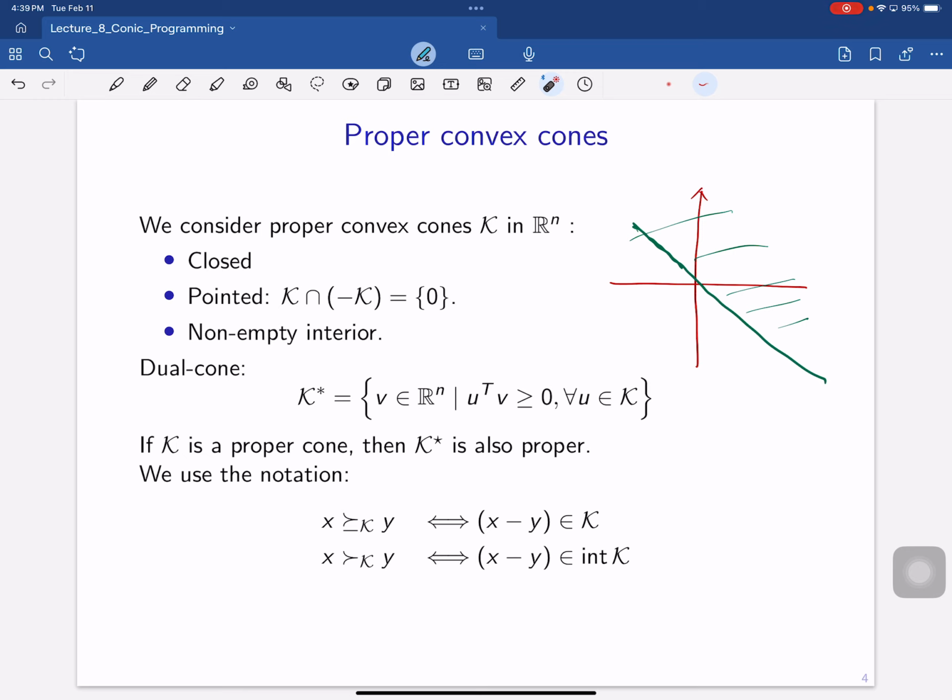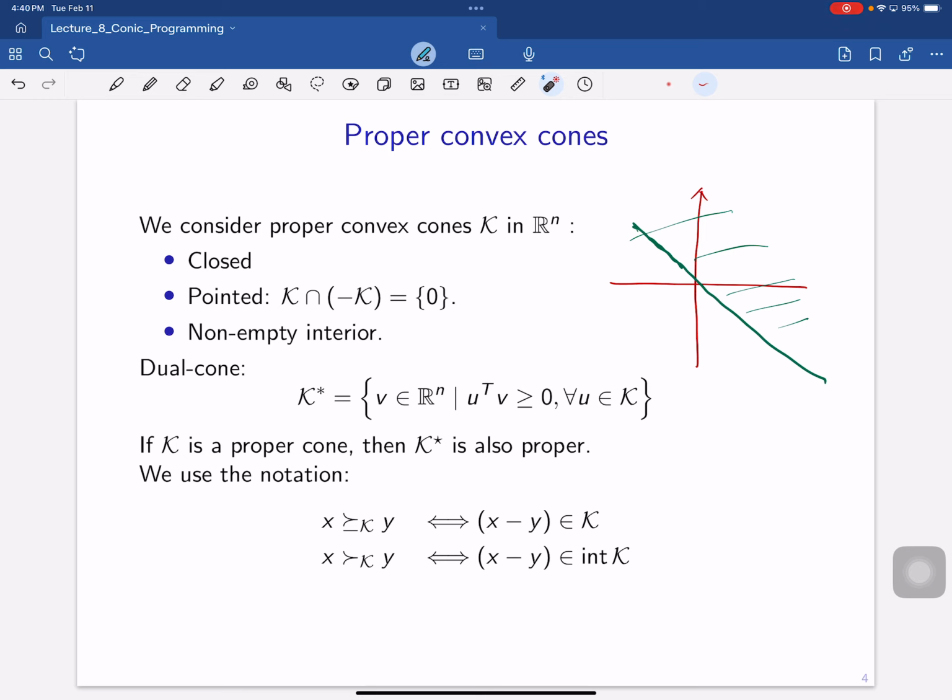You may find it a little bit counterintuitive, but I will derive the dual of a conic program later on and show you why we need this concept. There is a theorem saying if K is a proper cone, then the dual cone is also proper. We won't show the proof of those theorems. We will show you a couple of proofs, but not all the proofs in this lecture.